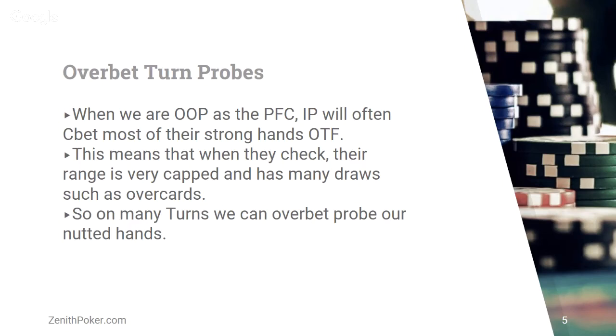That's when you overbet, because you have a nut advantage over them. But if the turn completes some of the draws, then you no longer have a nut advantage, and so you can't really overbet. Okay. Yeah, I got it. So, yeah, that makes perfect sense.